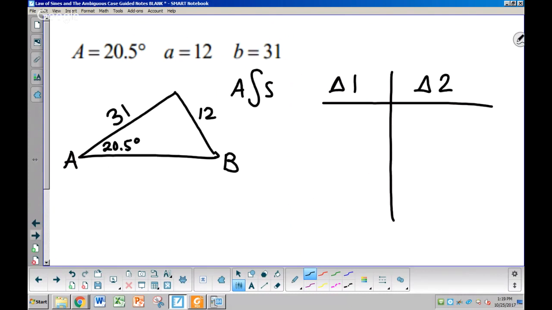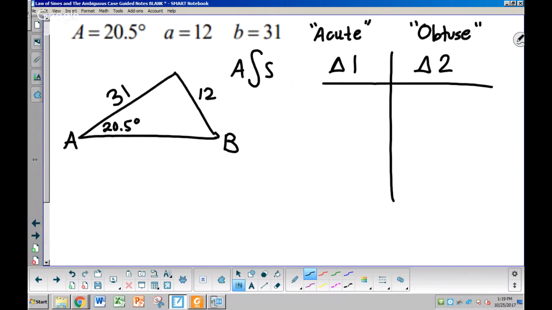Okay? And the first triangle you're going to get if it's a big ass problem is an acute case. Now, what do I mean by that? The first angle you find will be acute. And the second angle will be obtuse. It'll be 180 minus your alpha. All right, so we're not going to let this big ass problem scare us.